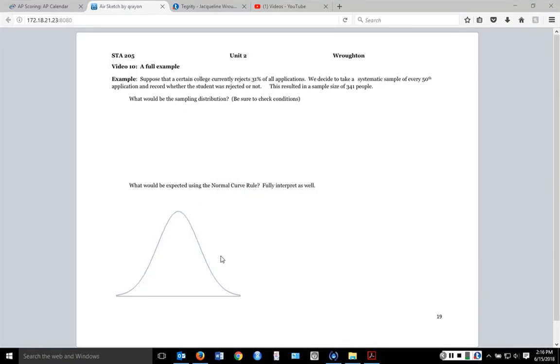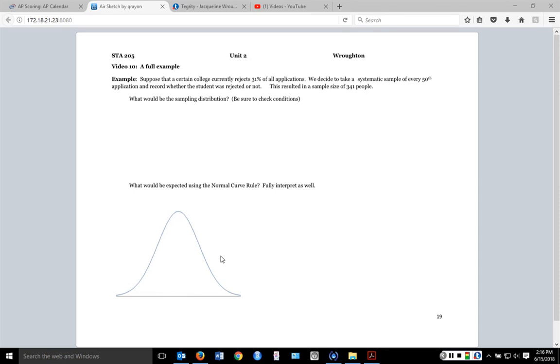So in this video, we're just doing a full example of what we were learning about a sampling distribution of a proportion, also applied to more of a real-world example and no longer looking at just beads. So let's read our story problem here slowly and pull out the important information we need as we go.